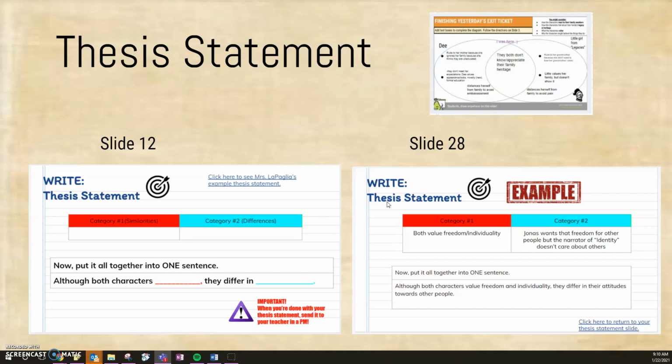The sample thesis statement reads, although both characters value freedom and individuality, they differ in their attitudes towards other people. Please pause the video, write your own thesis statement, and then send it to your teacher for approval.